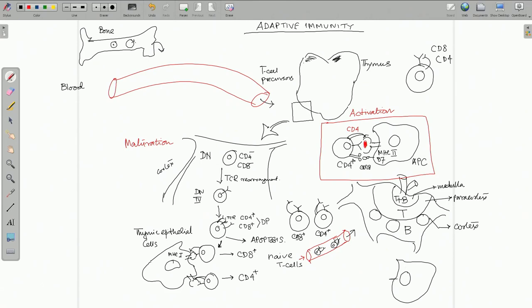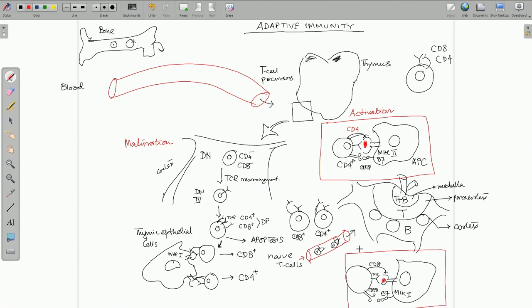So, the CD8 plus cells will interact with antigen presenting cells which are expressing MHC class 1. So, this is MHC class 1 and then this is the CD8 co-receptor, the T cell receptor, the TCR, and of course, there is the CD8 and B7, CD28 to B7 interaction.